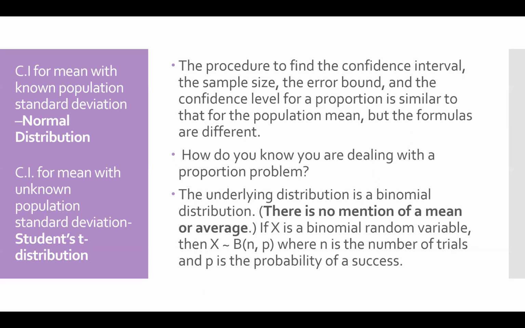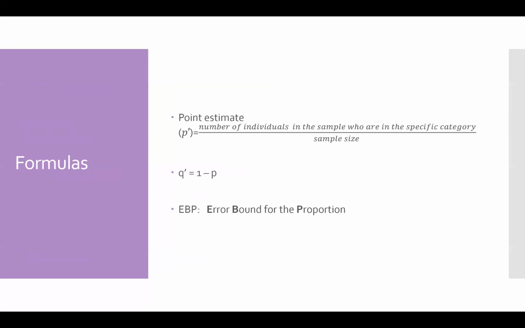Which is kind of weird because we actually approximate that binomial distribution using a normal. But again, that's something that goes on behind the scenes. A couple of new formulas and a couple of new terms. Our point estimate has previously been our sample mean, but now we're going to have a point estimate for the proportion. The notation for that is the letter P for proportion, if you want to think about it that way. And then it has a little tick mark. It's read P prime.